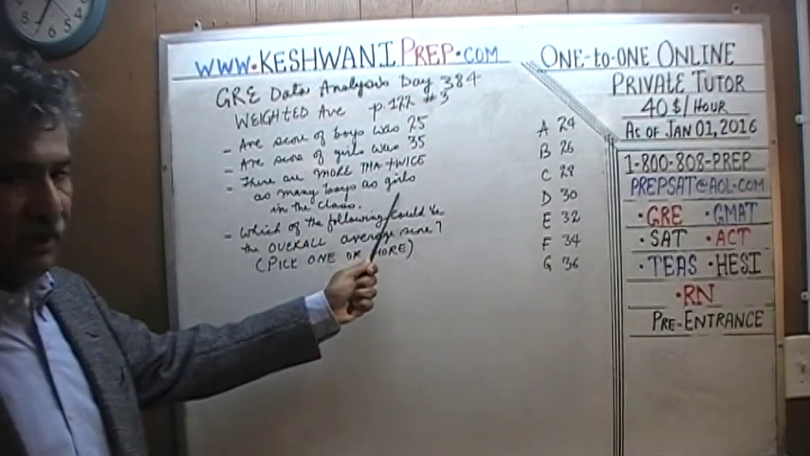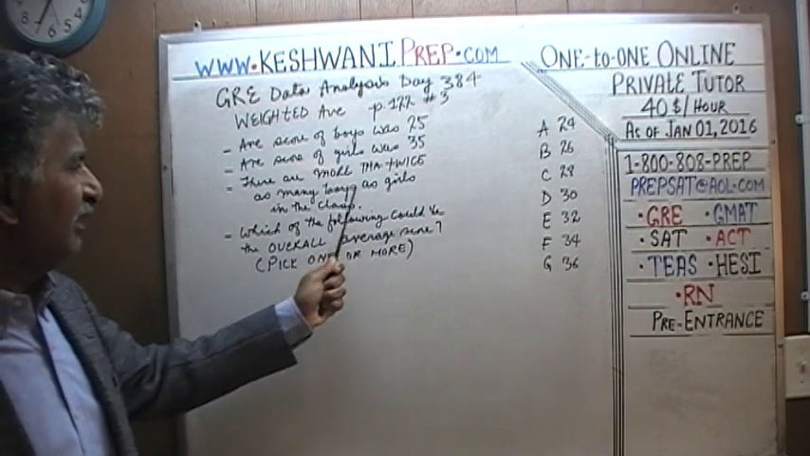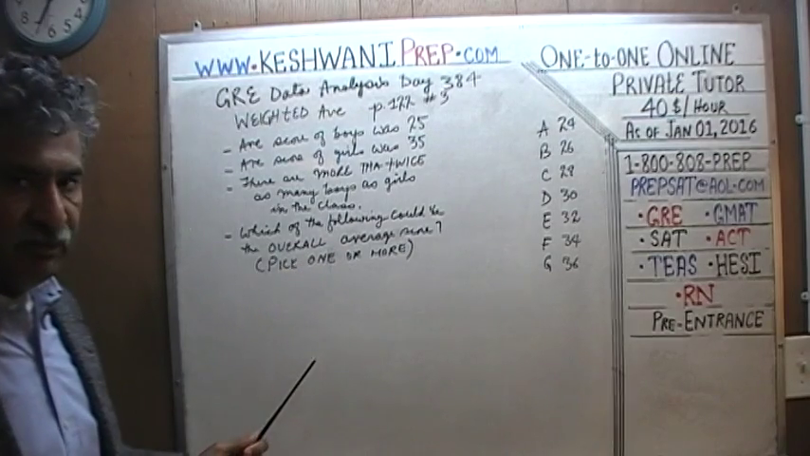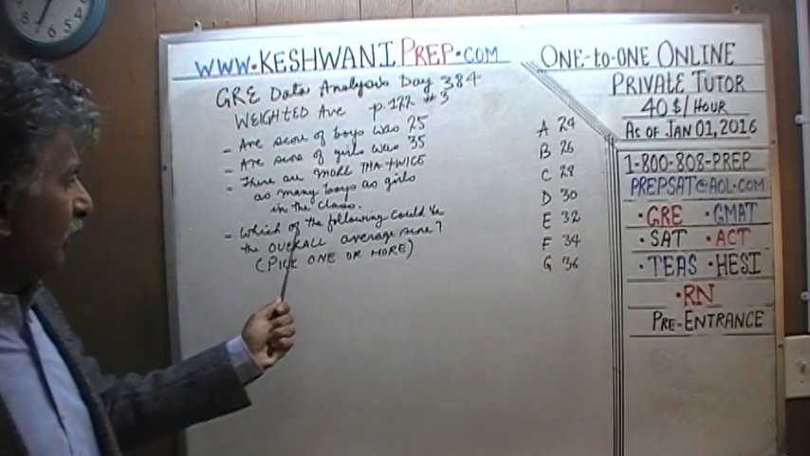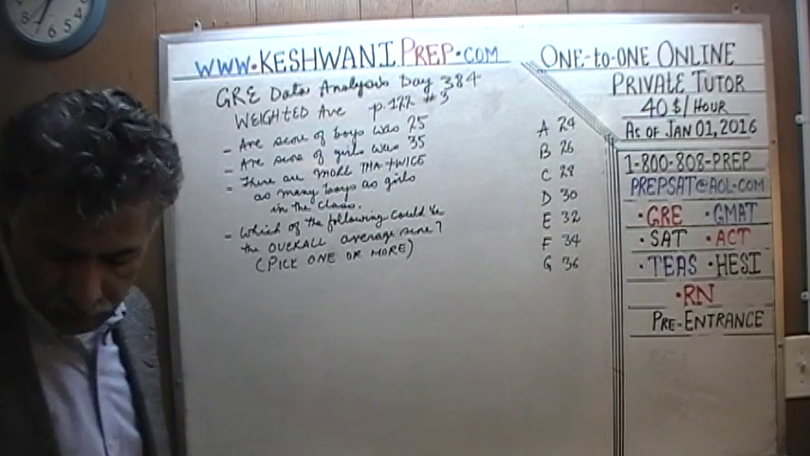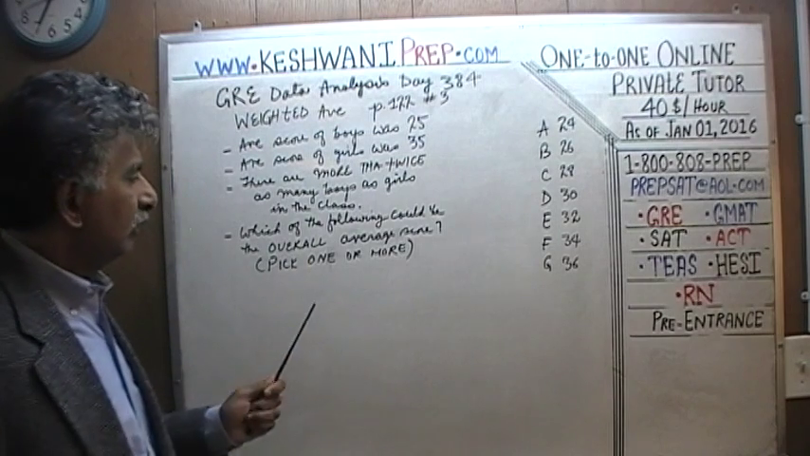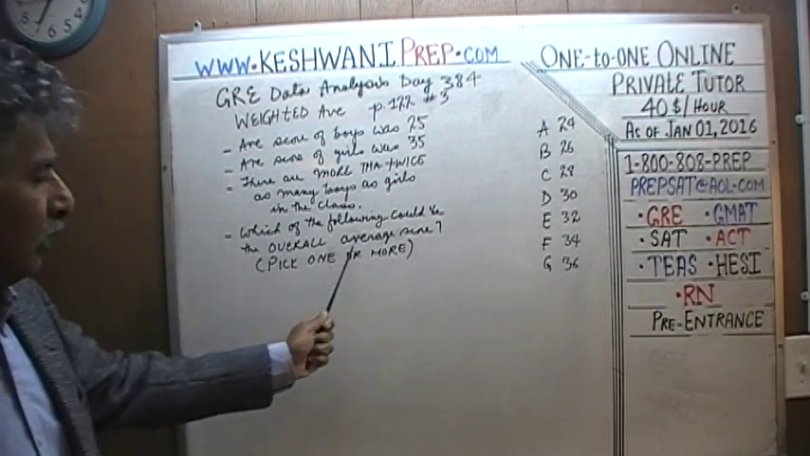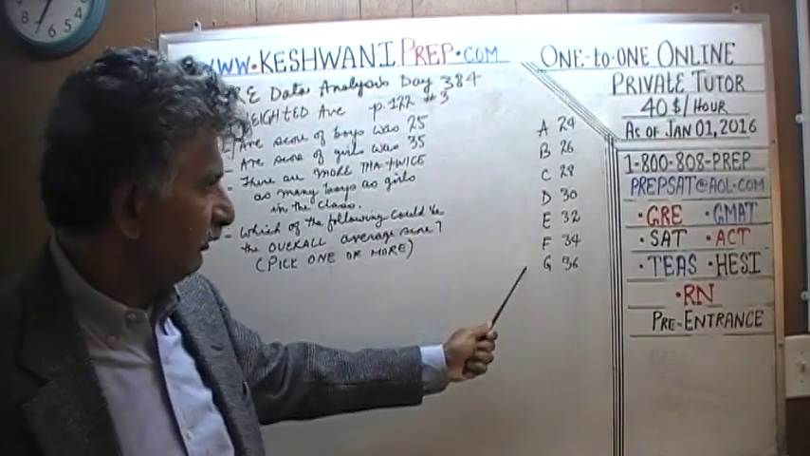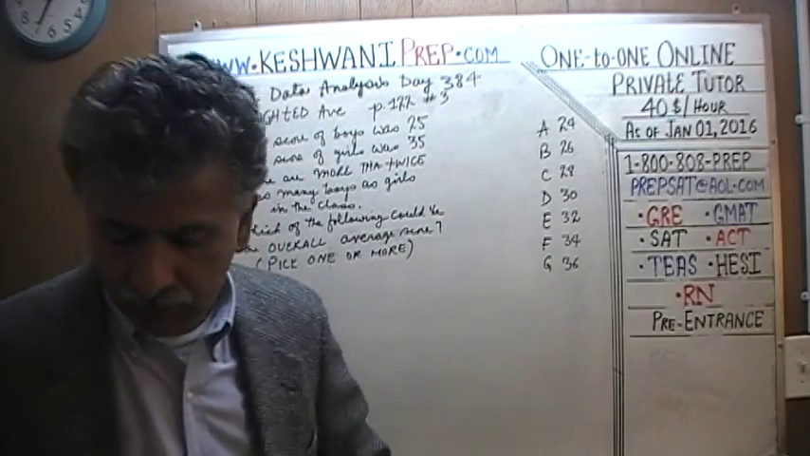In other words, if there are 10 girls, there have to be at least 21 boys, because there are more than twice as many boys as girls. That's the condition we have to fulfill. Based on this criteria, the question simply is, which of the following could be the overall average score? And they go on to tell us to pick one or more. The choices are 24, 26, 28, 30, 32, 36.